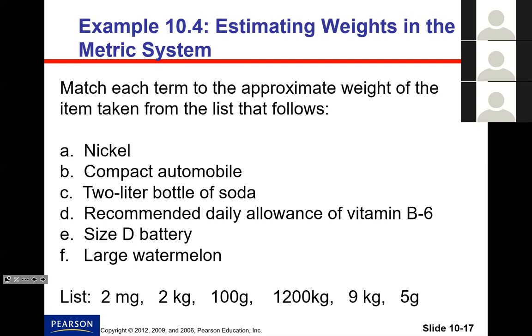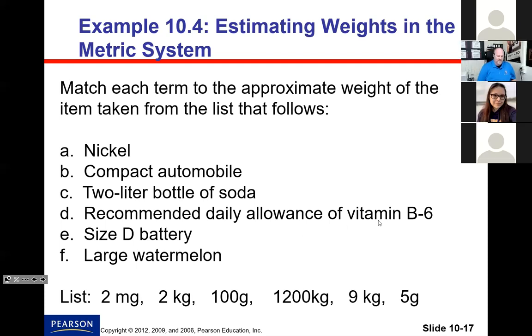Okay, all right, let's do this. Nickel, which one's a nickel? 5 grams. I would say so. Compact, whoop, back up. Compact automobile. Sorry, I screwed that up. 1,200 kg. What about a 2-liter bottle of soda? 2 kg. Recommended daily allowance of vitamin B6? 2 milligrams. Yeah, normally anything to do with pills is always in milligrams, right?